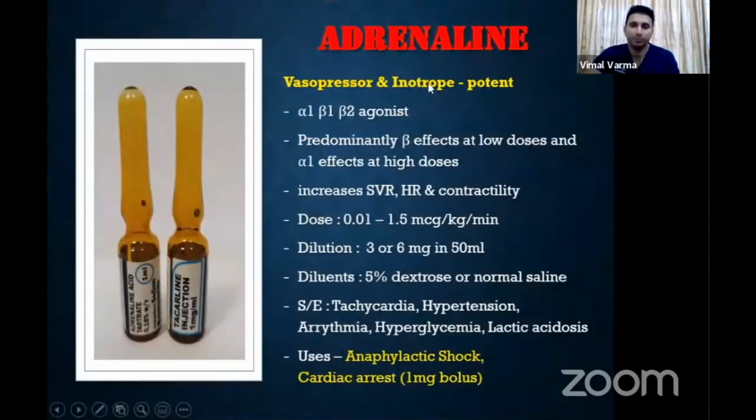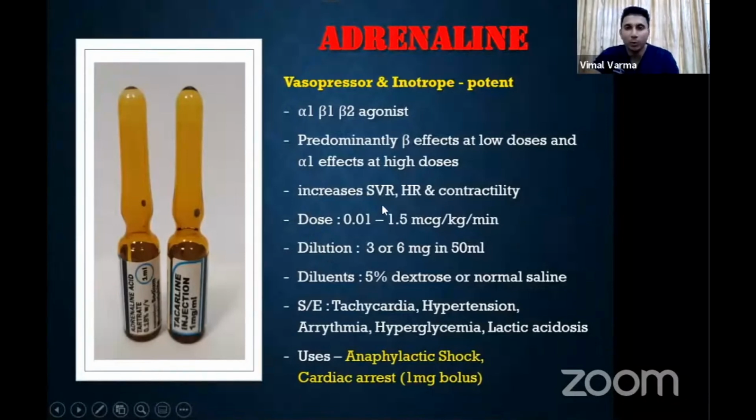Next, we go to adrenaline. Adrenaline is a potent vasopressor and inotrope. It acts as an alpha-1, beta-1, and beta-2 agonist. Predominantly beta effects at low dose and alpha-1 effects at high dose. Meaning, at low dose, it predominantly acts as an inotrope. But with increasing dose, it also causes a vasoconstricting effect. Thus, it increases your SVR, heart rate, and contractility as well.